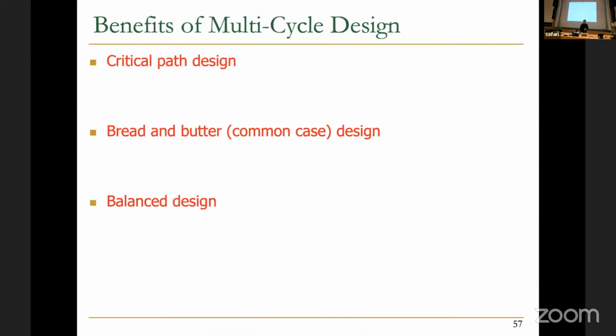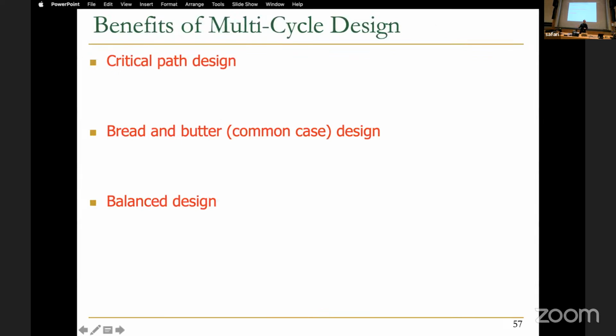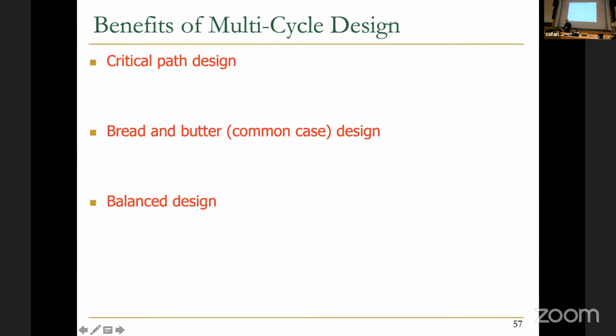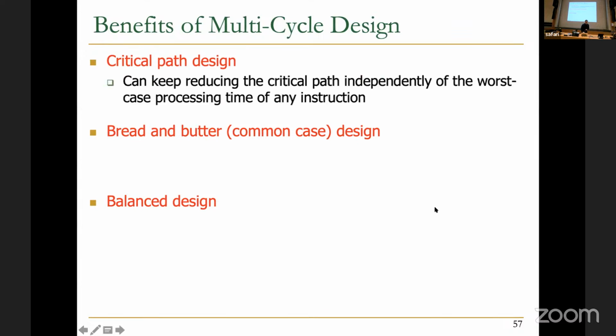Okay, so let's take a look at the benefits of multi-cycle design before we actually design it. Again, we have our framework. These are our principles, and let's see how a multi-cycle design fares in terms of these principles. Critical path design: you could keep reducing the critical path independently of the worst-case processing time of any instruction. That sounds great, right? Now essentially the sky is the limit. Your imagination, your creativity, your ability to design things, and of course the limitations of the technology are the limit, not the specification of an instruction.